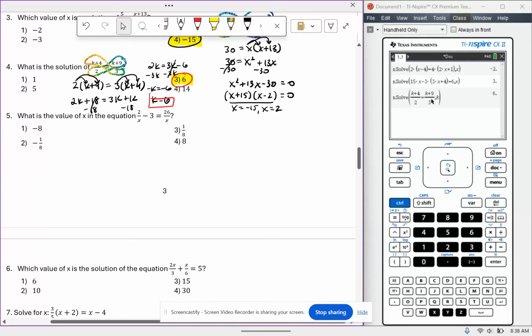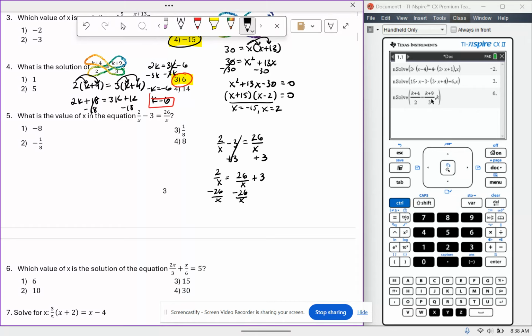What is the value of x in the equation 2 over x minus 3 equals 26 over x? Okay, this one is very tricky. But that's okay. You're smart. So I'm trying to get all the x's on the left and all the numbers on the right. So I'm going to add this 3 over. Now we get 2 over x equals 26 over x plus 3. I'm now going to move the 26 over x to be with the other x. I now have 2 over x minus 26 over x equals 3.